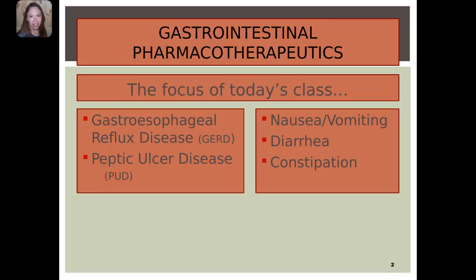Nowadays, there's a lot more people that are dealing with GERD, and a lot of them can go and self-medicate because a lot of these medications they can find over the counter at the local pharmacy.